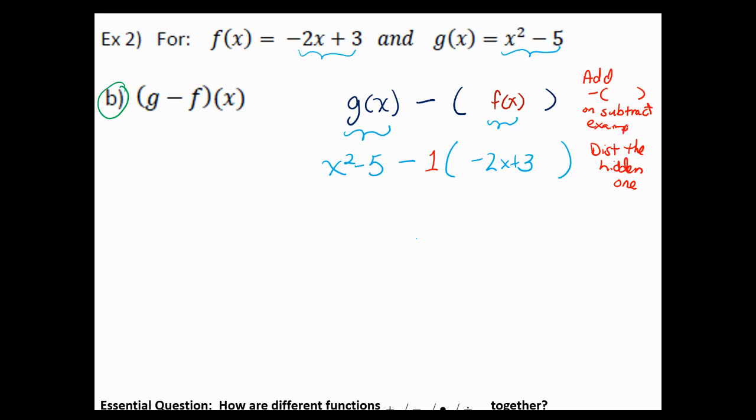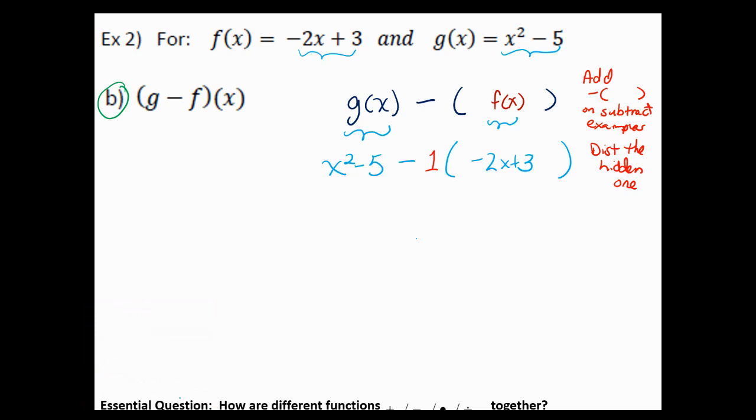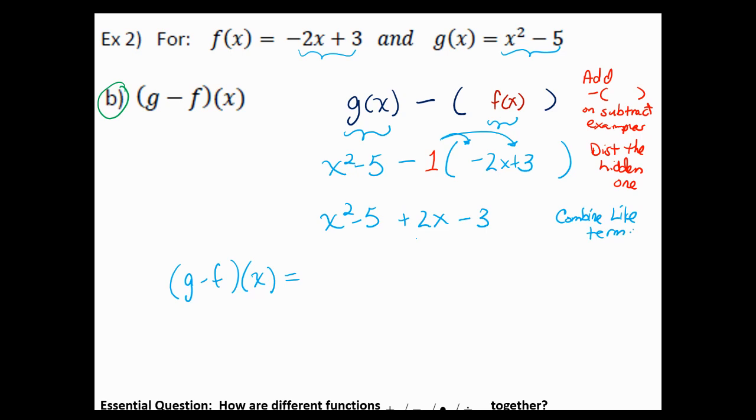Okay. So hopefully you're distributing while I'm putting some extra notes here in case you need them. So distribute, distribute, bring this down. Negative 1 times negative 2 is positive 2x. Negative times positive 3 is negative 3. So here comes our final answer. g minus f of x. Don't forget, combine like terms if you can.